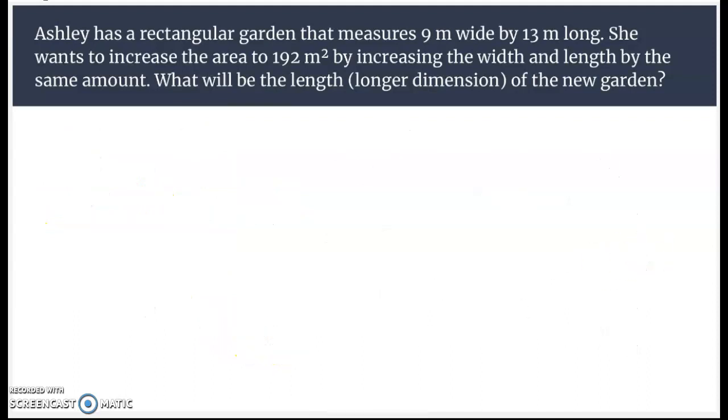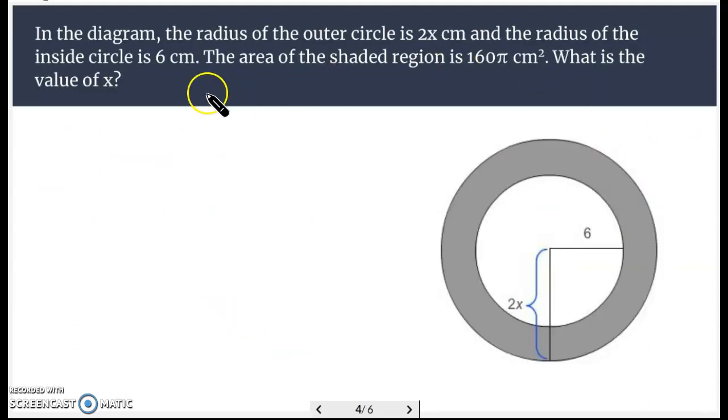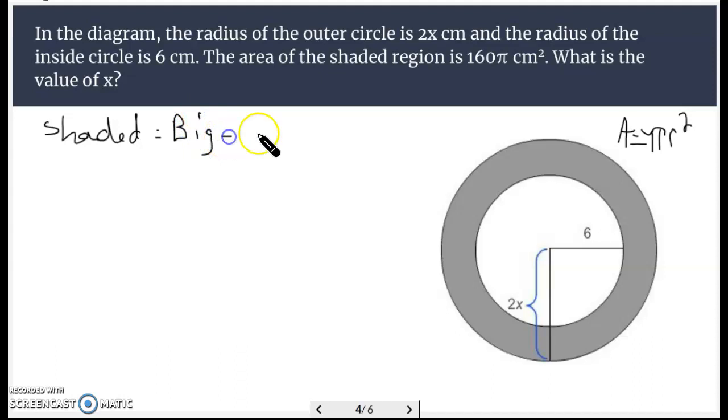All right, another one. Here we have two circles. And the radius of the outer circle is 2x. The radius of the inside circle is 6 meters. The area of the shaded region is 160 pi centimeters. What is the value of x? Okay. Well, we all know the area of a circle, pi r squared. To get this shaded region that they're talking about, it's going to take the big circle minus the smaller circle.